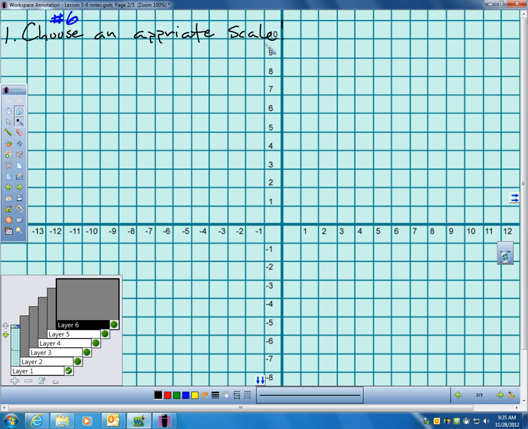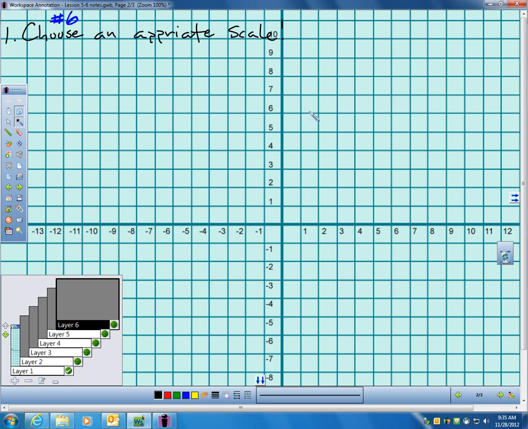Problem 6 says to make a scatter plot of the data in the table, draw a line of fit, write the equation of the line. So before we start graphing this out, and you're going to have graph paper, the first thing is we got to pick an appropriate scale.